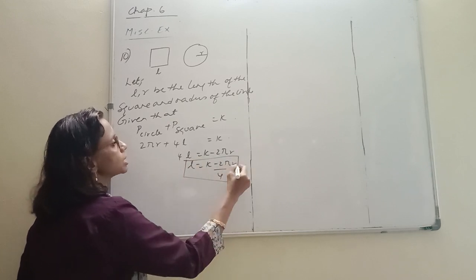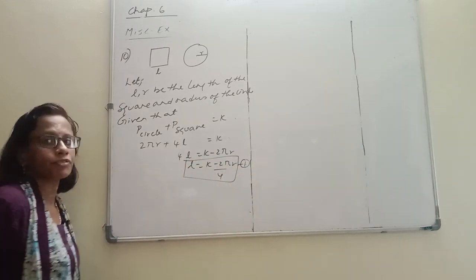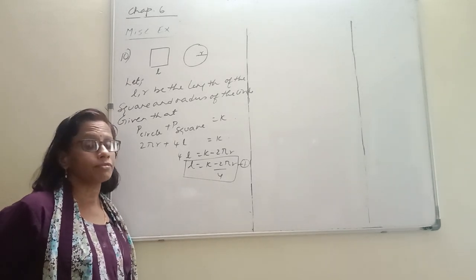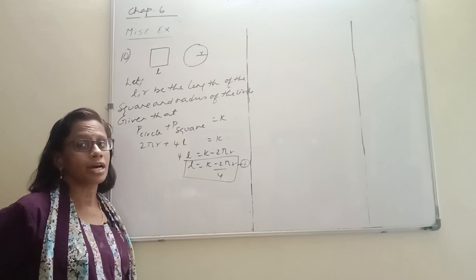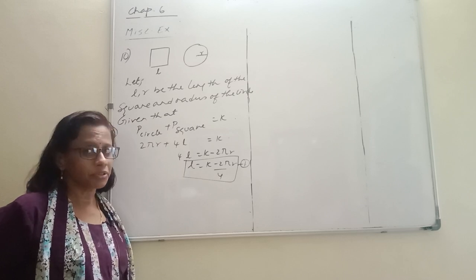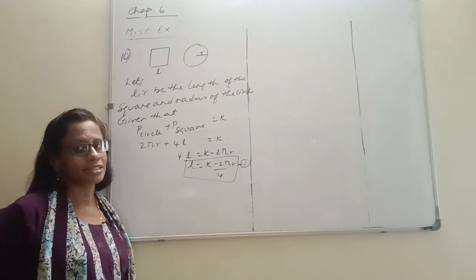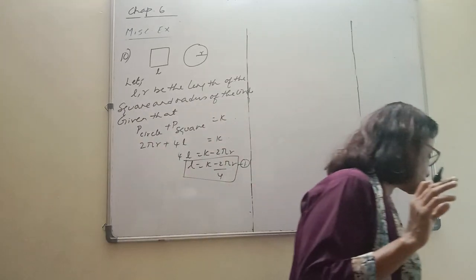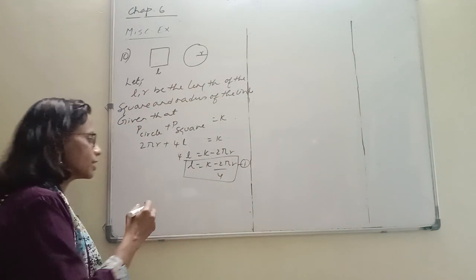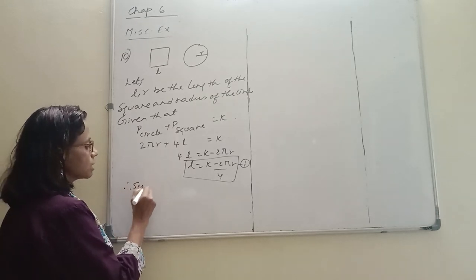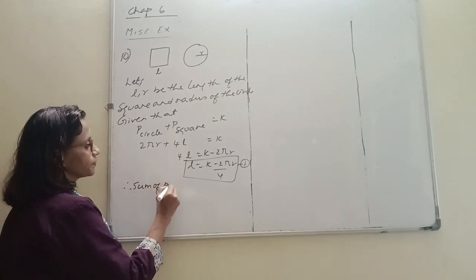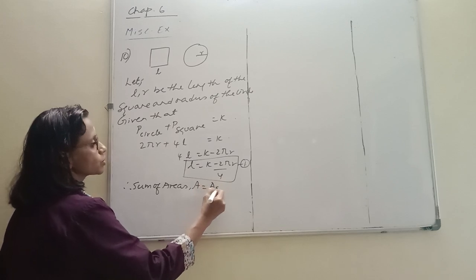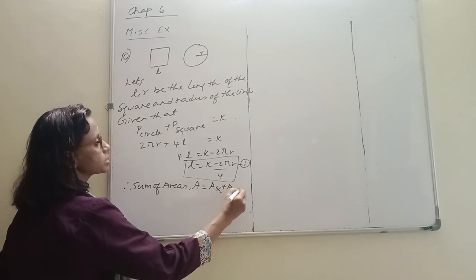Now why do we do this? We do this because we have to find out the sum of the areas. That is going to be the function that they have asked for, and there we will encounter two variables, r and L. Since we cannot work with two variables, we'll need a substitution, and that's why we are keeping this ready. So let me see what they ask us. Prove that the sum of their areas. So let's write sum of areas. I can call it A, is area of the square plus area of the circle.